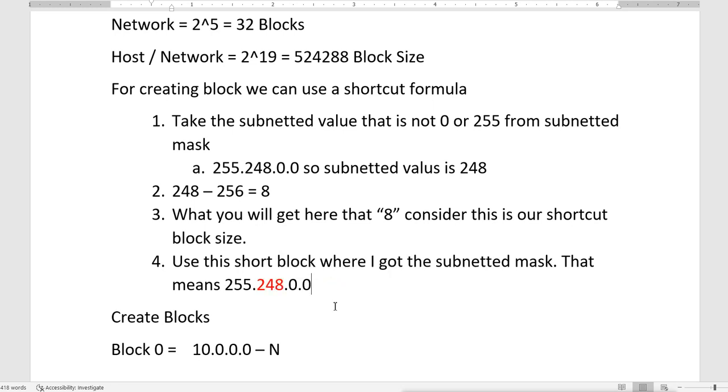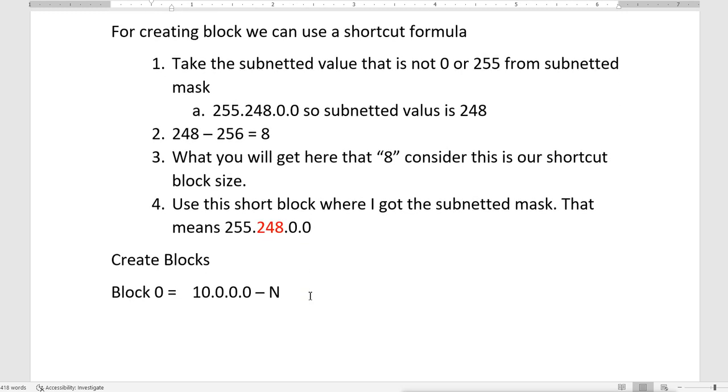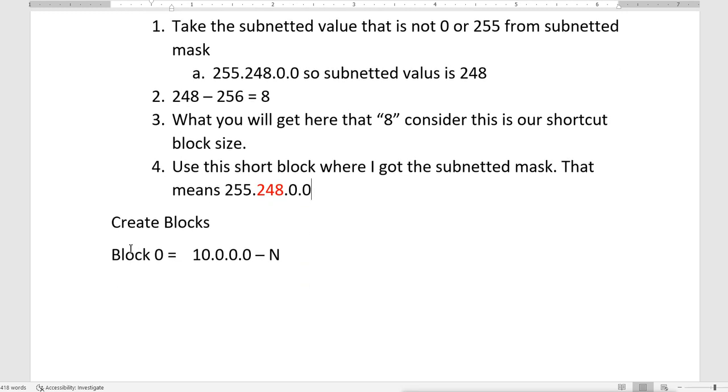We will apply the same block size which we get here. That means not on this side, not on this side, only on this side, from the second number. So by doing this, we will create the blocks. It will start from 10.0.0.0, then it will go up to 10 dot.